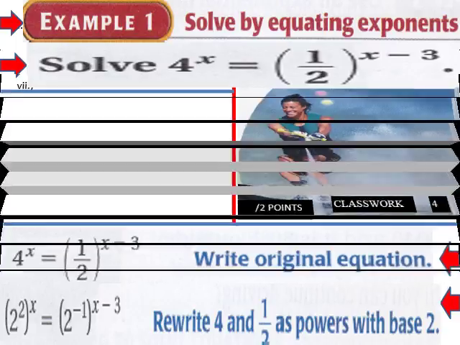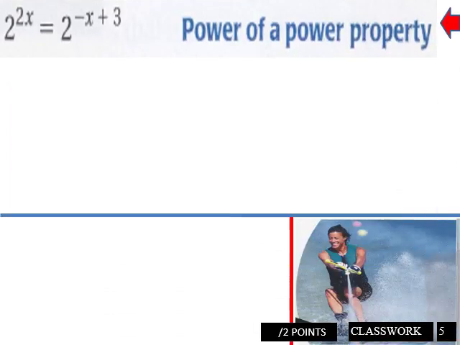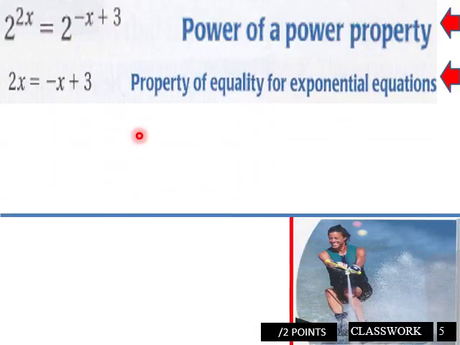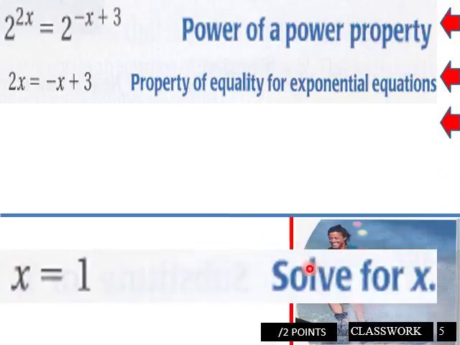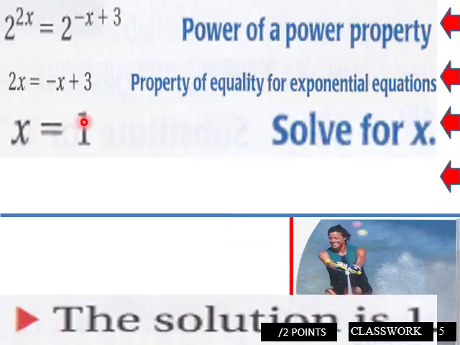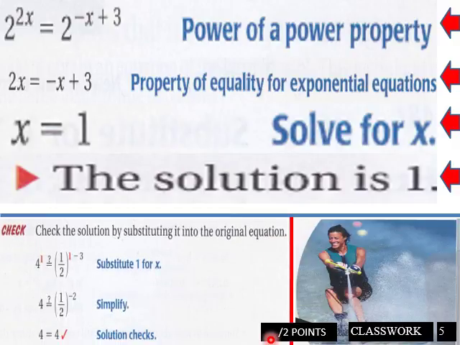Now we can solve our exponents. 2 to the x, this is power of a power. We get rid of the exterior exponent in the last step. 2x equals negative x plus 3, property of equality for exponential equations. And then we solve, x equals 1. Solution is 1. Do we check? Yes, we check. Here's our check, and it checks out. 4 to the 1 equals 1/2 to the 1 minus 3.